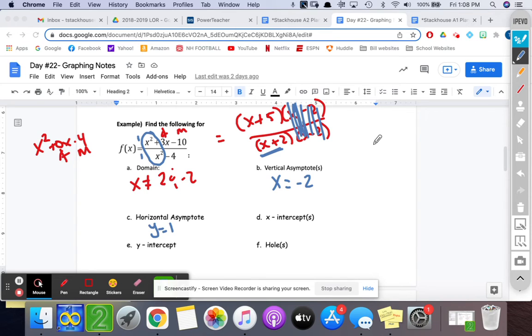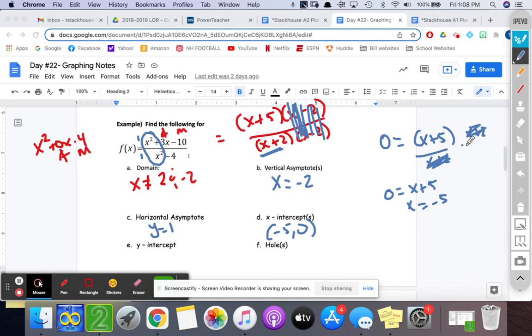Now for the x-intercepts, we're going to set y equal to 0, and now I'm going to solve for x. I'll multiply each side by x plus 2 because I'm trying to get rid of the fraction. And 0 times anything is 0. So 0 equals x plus 5. I solve, I get negative 5. So my x-intercept is at negative 5, 0.